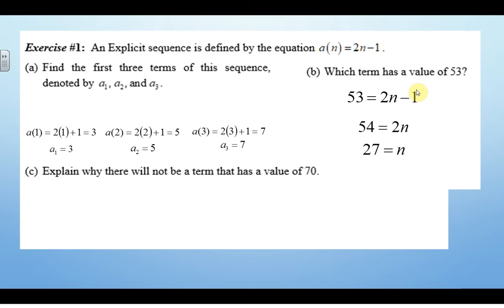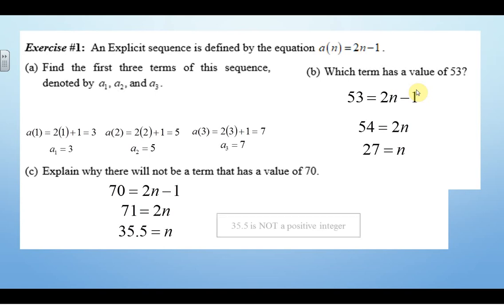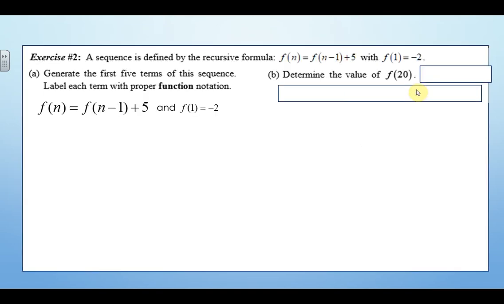Explain why there will not be a term that has a value of 70. Well, I would first try to see what term would have a value of 70. So I'm going to set it equal to 70, add 1, and divide by 2. Now, usually we tell you fractions are a thing, get over it, okay? But as far as counting, when you have a term, we don't have half terms. We have whole terms. We use whole numbers. So it won't work. It's not a positive integer.